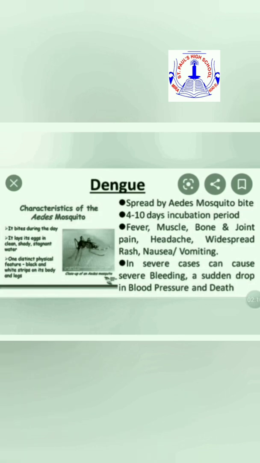Characteristics of the Aedes mosquito we should know so that we can identify the mosquito. It bites during the day. It lays its eggs in clean, shady, stagnant water. One distinct physical feature: black and white stripes on its body and legs.